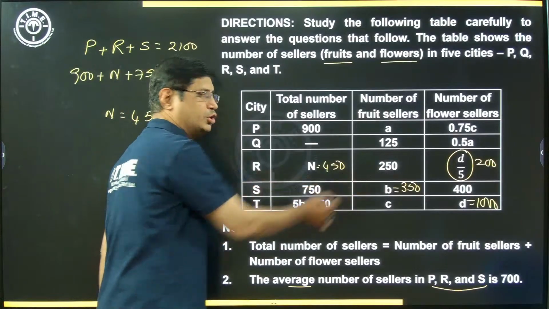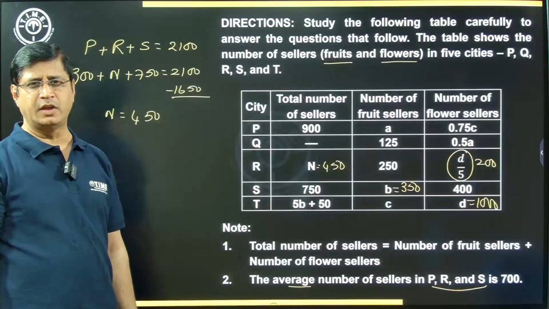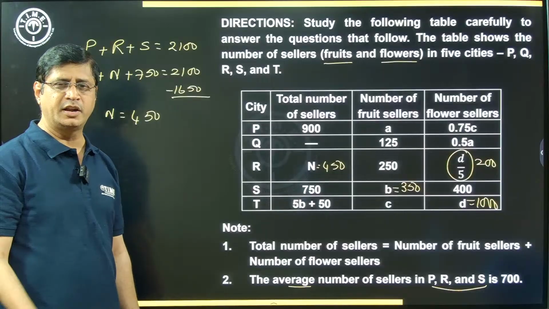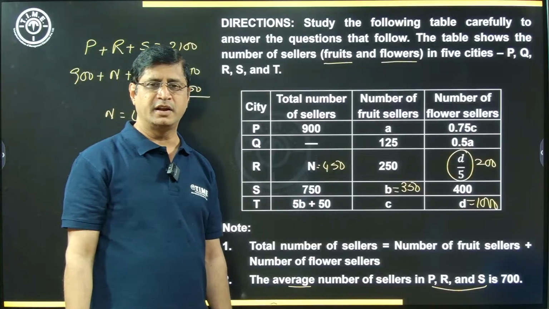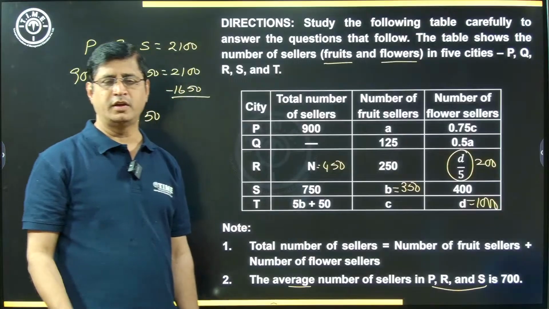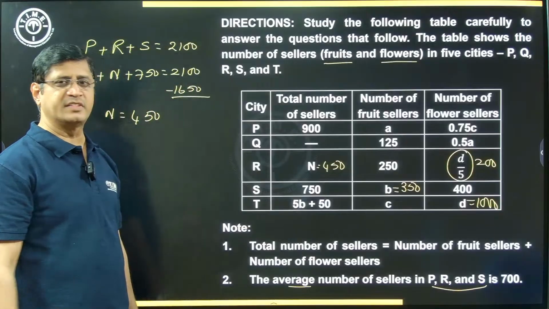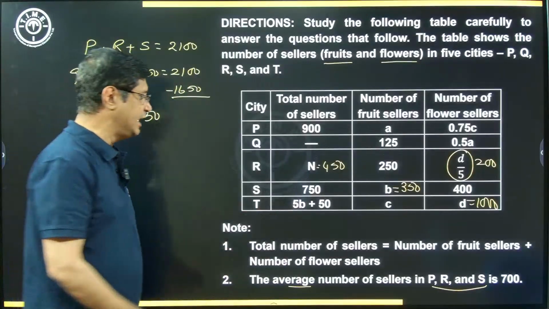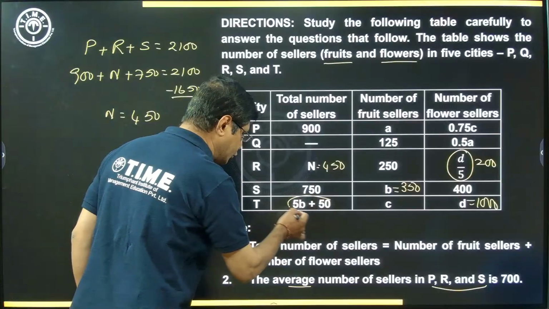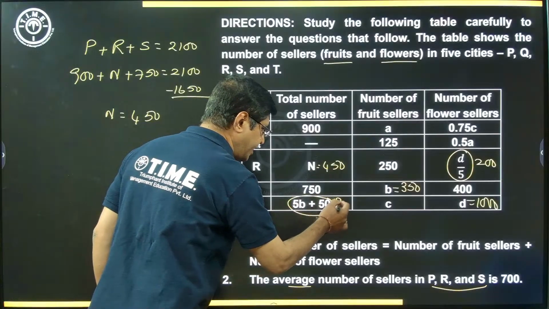Okay. Now look at this one. 5B. B is equal to 350. 5 times 350. 5 times 300 is 1500. 5 times 50 is 250. So 1500 plus 250 is 1750, plus 50 is 1800. So this total value here is 1800.